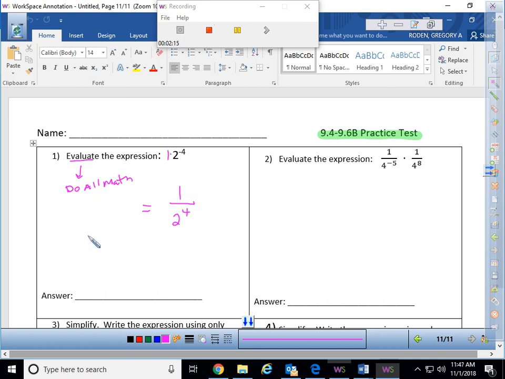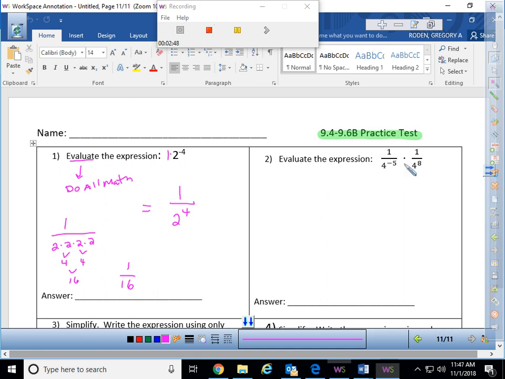Now, there's lots of ways to do this. So this is 1 over 2 times 2 times 2 times 2. And I like to multiply kind of 2 pairs at a time. So this is 2 times 2 is 4, this is 2 times 2 is 4, and then that gives me 16. So my final answer for number 1 is 1 over 16. Alright, the next one I want to evaluate, so I want to do all the math.